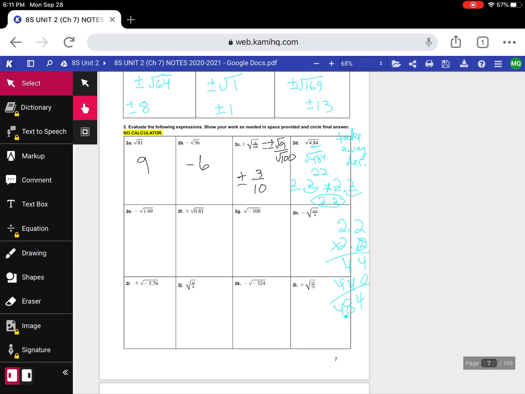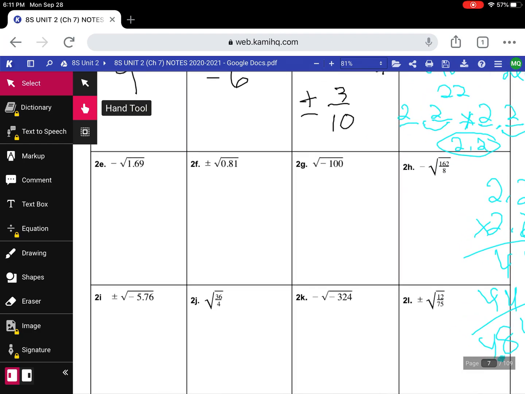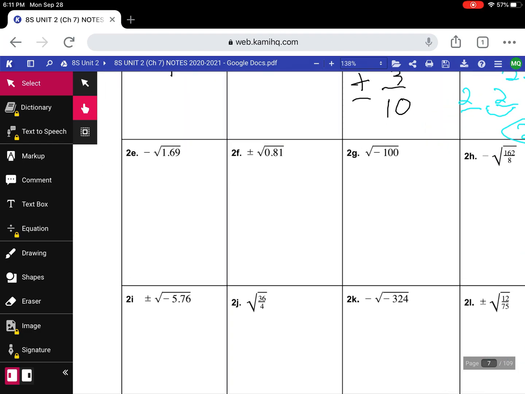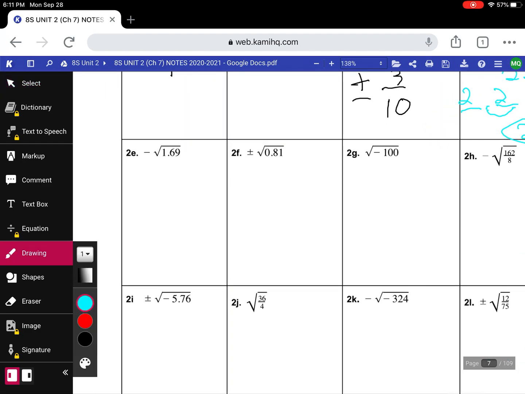What else do I want to do? Let's make this a little bit bigger so we can actually see it. Okay, let's look at 2E. Again, I'm going to change it to negative square root of 169. Take out that decimal place. I know the negative square root of 169 is negative 13. Okay, and then I'm going to add my decimal place back. So 1.3 times 1.3 is going to give me 1.69.